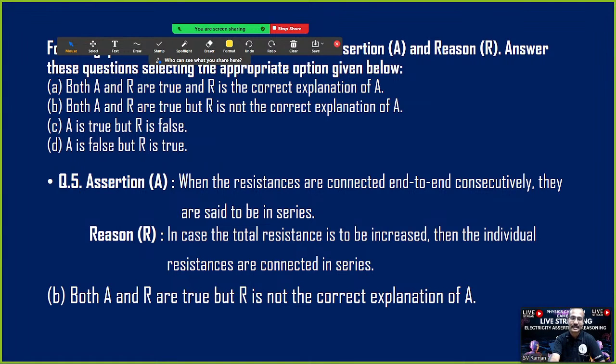Yes, the option is wrongly mentioned here. Option A is correct. This is wrongly mentioned in this presentation. Option A is the correct answer. The reason is the correct explanation of A, not B, it is A itself. Because the total resistance is increased when individual resistances are connected in series. Only in series will the resultant resistance be increased.